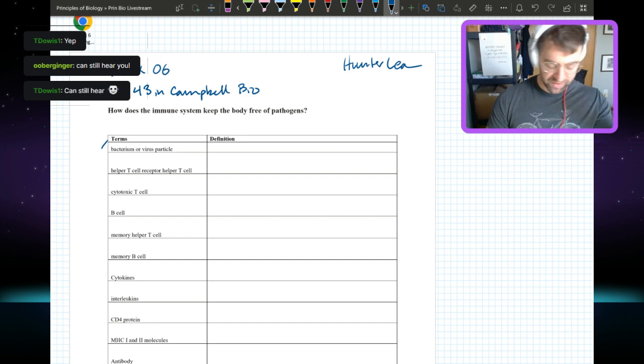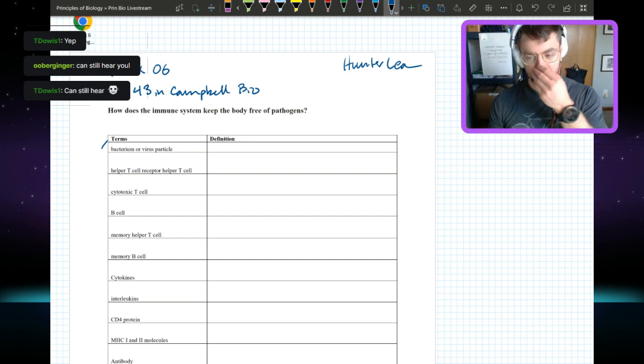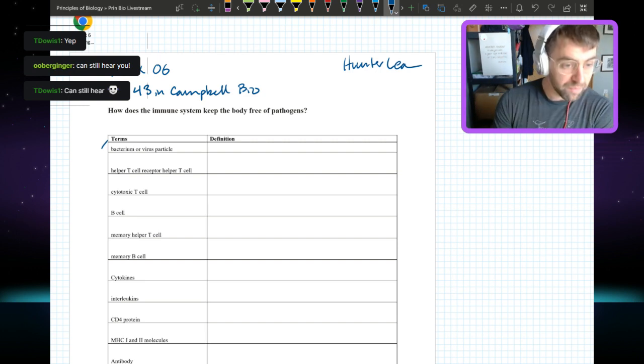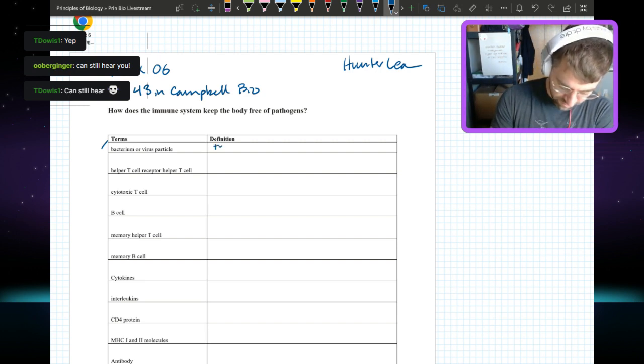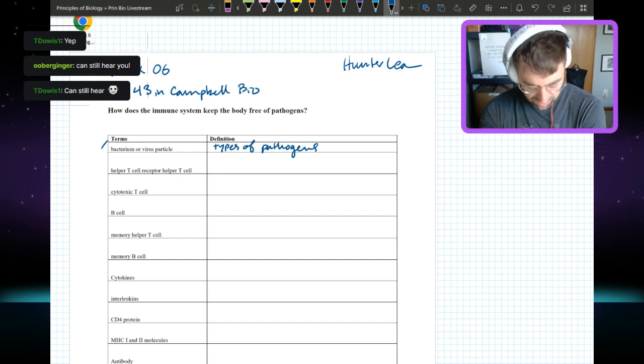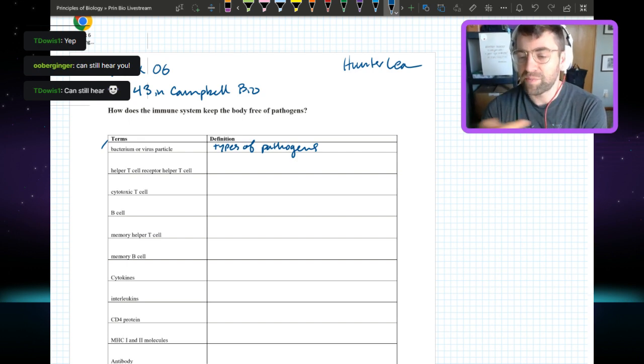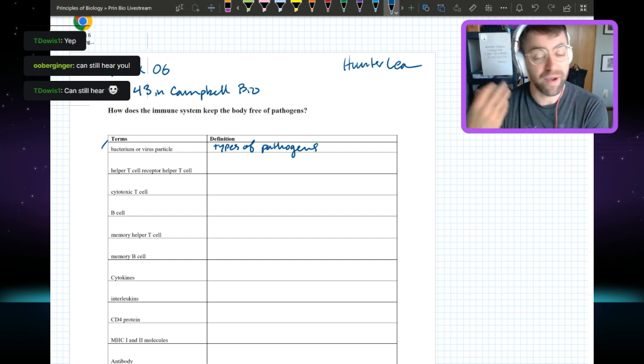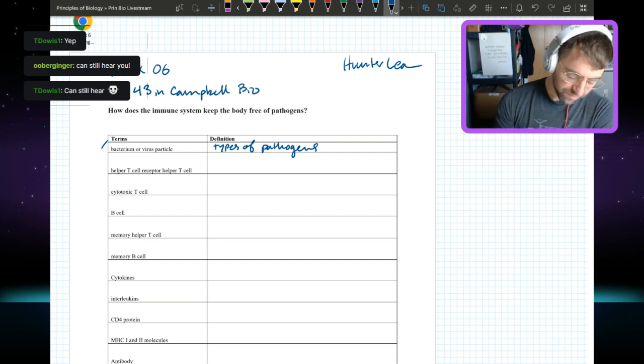Bacterium or virus particles. We simply have terms on the left, definitions on the right. Write these in your own words to facilitate your own learning, but to start things off, bacterium or virus particles. These are simply types of pathogens, things that might activate an immune response.